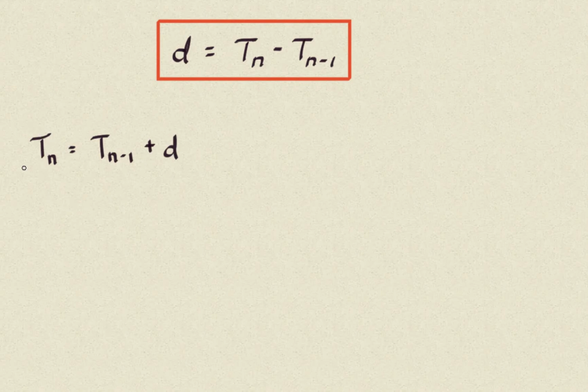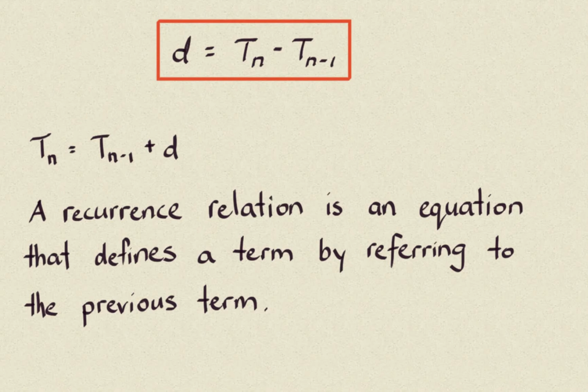And that makes sense, right? So any nth term is the prior term plus the common difference. But what's neat about this is what's called a recurrence relation. So a recurrence relation is an equation that defines a term by referring to the previous term. And this is what the recurrence relation looks like for an arithmetic sequence. So let's do some examples now.